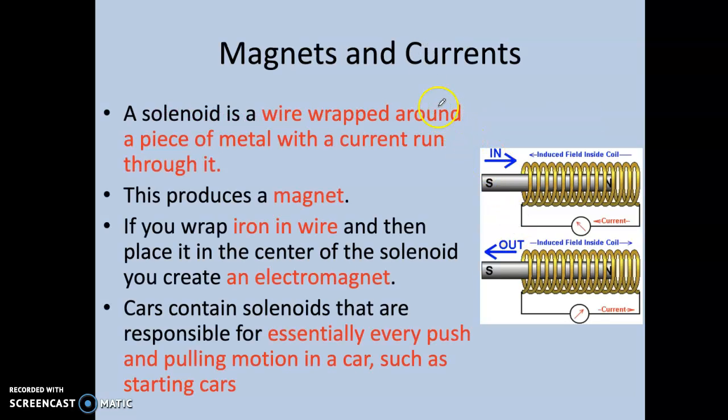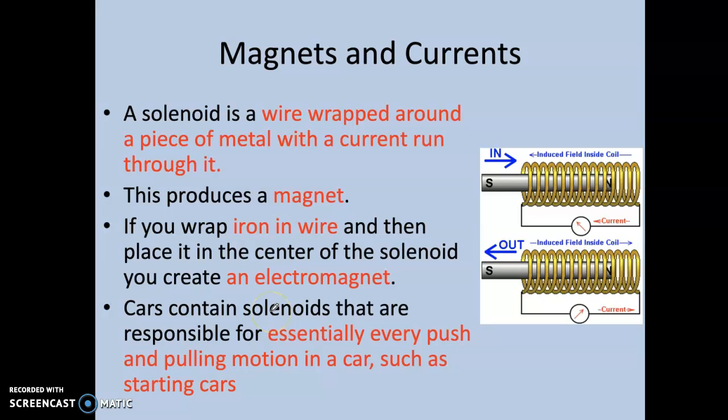Now, one application of magnets is something called a solenoid. A solenoid is a wire that is wrapped around a piece of metal, and when you run current through it, it causes movement of the magnet. As I put charge through in one direction, notice current's going this way, it causes this magnet to go in, and as I run current the opposite direction, it causes the magnet to go out.